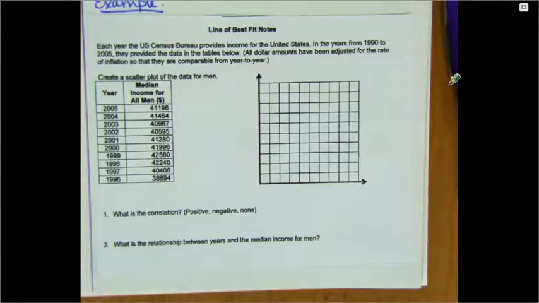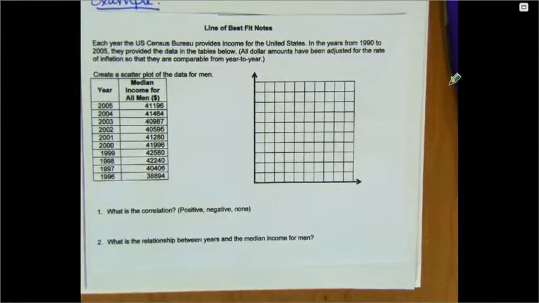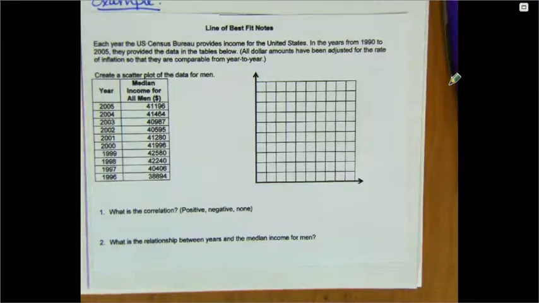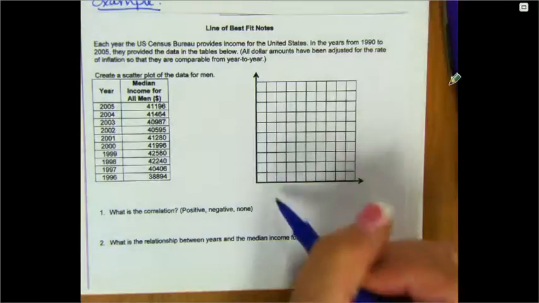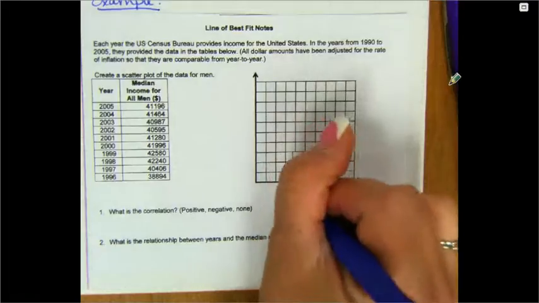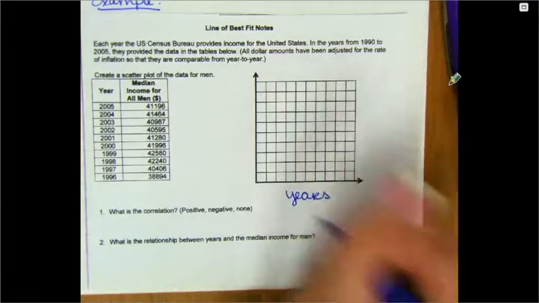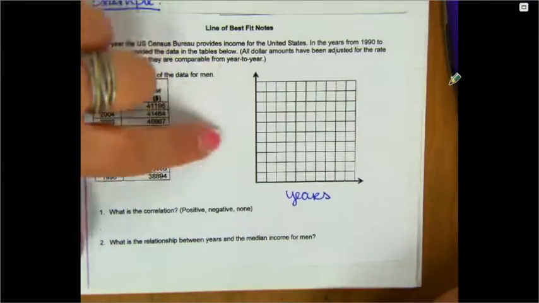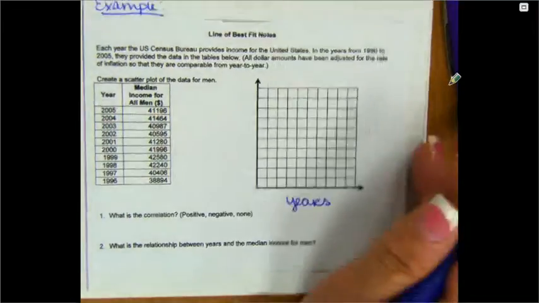You understand? Okay, so it says create a scatter plot for the data for men. So we're only looking at men right now in this one. It says median income for all men in 2005 was $41,196, and it goes all the way down to 1996. Now, let's go ahead and label our X and Y axis because we don't have them labeled. So what is the bottom going to be? Years, good. What is this side going to be? Median income, good.